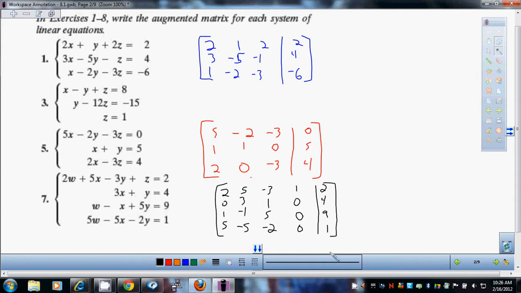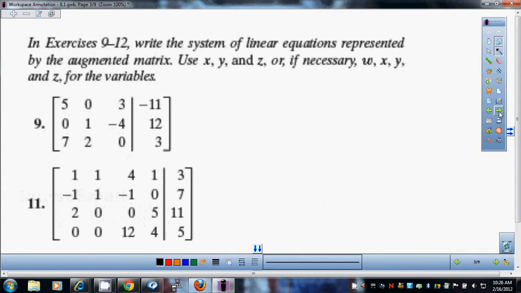Okay. Questions about any of those? All we're doing is taking a system and putting it into matrices. Guess what the next slide is? No, we're not going to do any of that today. I guess we could. No, we're going in the other direction. We're going to take matrices, convert them into systems of equations.